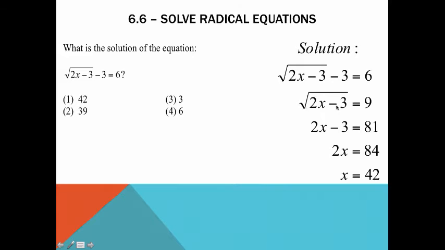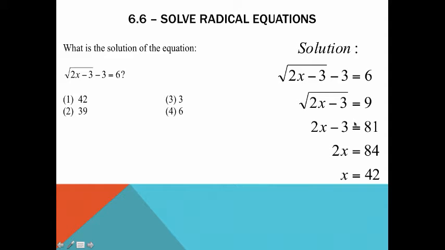Alright, now compare your solution to my work on the right hand side of your screen. You should have the square root of 2x minus 3, minus 3 equals 6. If I add 3 to both sides, the 6 will turn into a 9, and I'm left with just the square root of 2x minus 3 on the left. Now again, to get rid of a square root, you have to square it. So when you square the left-hand side, you get 2x minus 3, and when you square 9, you should get 81.